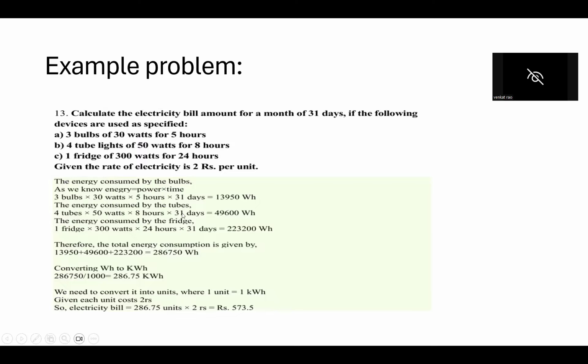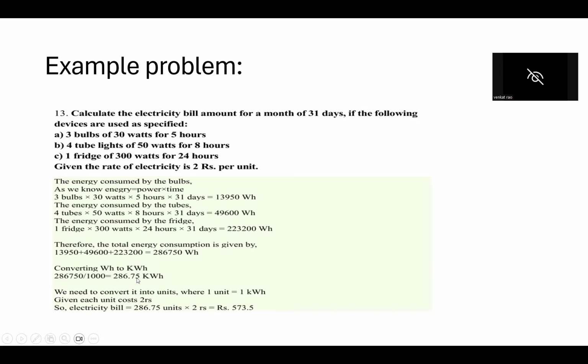So these are the units consumed, number of units consumed or energy consumed per month. So therefore, the total energy consumed per month is equal to, add all these three, so we'll get this one. But if we want to convert these energy into units, you need to convert into kilowatt hour. So divide everything by 1000, so we'll get 286.75 kilowatt hour. Now, this is only the number of units. Number of units consumed per month is equal to 286.75 kilowatt hour or 286.75 units only.